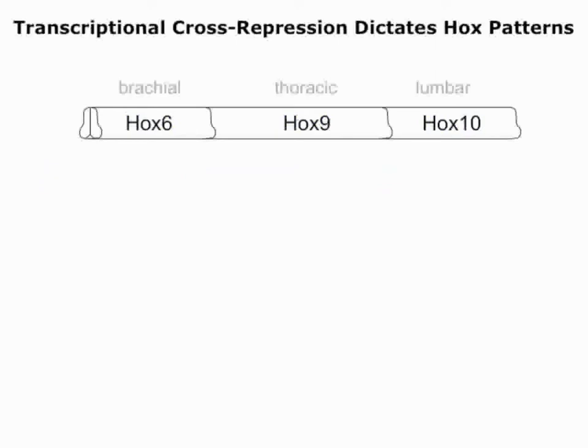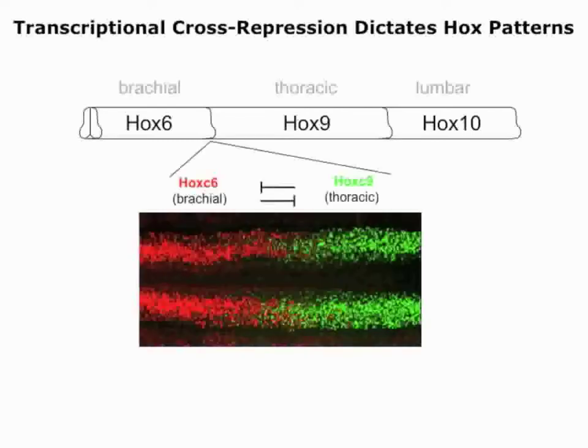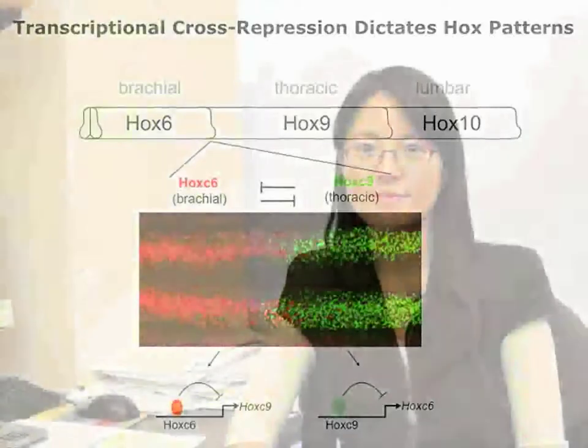HOX expression in motor neurons is thought to be defined by cross-repressive interactions between HOX proteins and HOX genes. This image shows a top-down view of the spinal cord showing mutually exclusive expression of HOXC6 and HOXC9. To begin to address these questions, we analyzed HOX mutant mice. This revealed that a single thoracic HOX gene, HOXC9, acts as a global determinant of motor neuron organization.